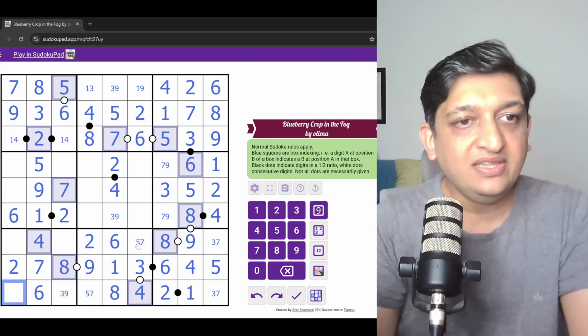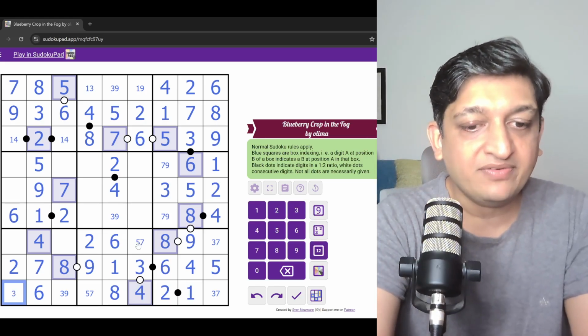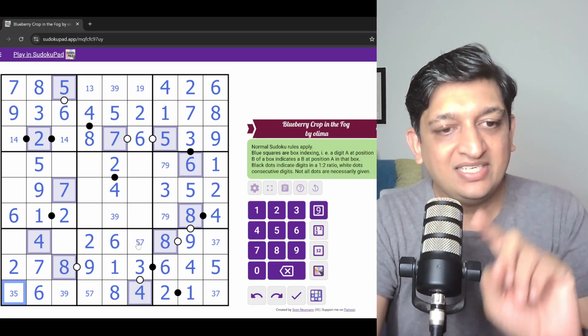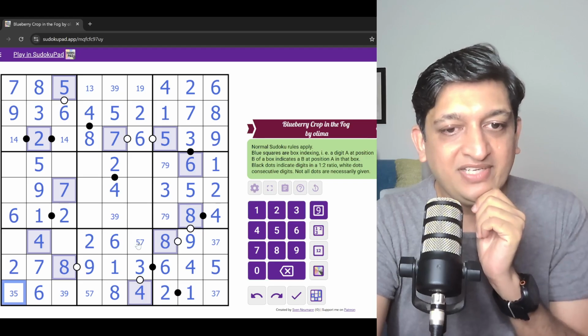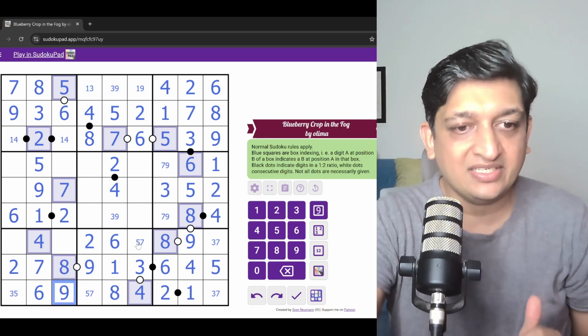And what about this one? 3, 5, 7, 9. 7 is not possible. So it has to be a 3 or a 5. Yeah, 3, 5. So again, we have cyclicity 3, 5, 7, 3, 9. All those things together mean 9 has to be present in this particular box. Yeah, 9 has to be present here. So that is what we'll get.